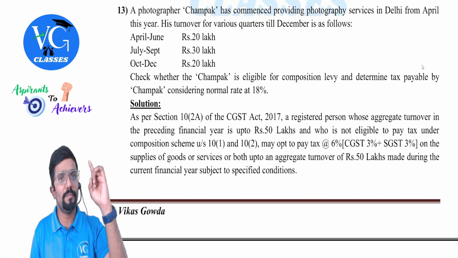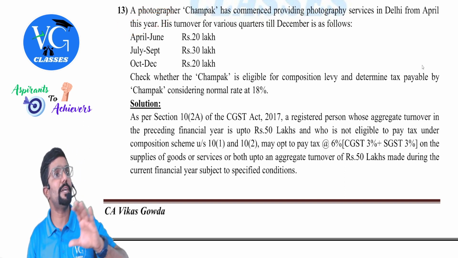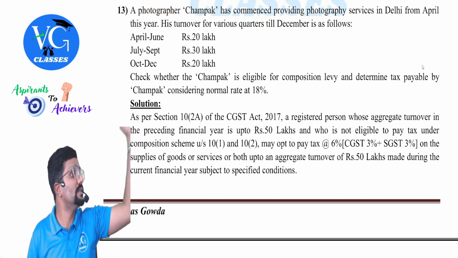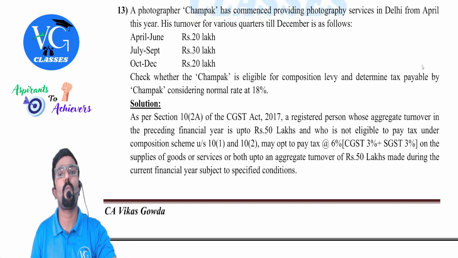Guys, one thing please note, listen. In the first line, they have told he commenced the photography services in the current year. That means, what is his turnover in the last year? 0. Straight away eligible. But for which composition scheme? 10(2A).